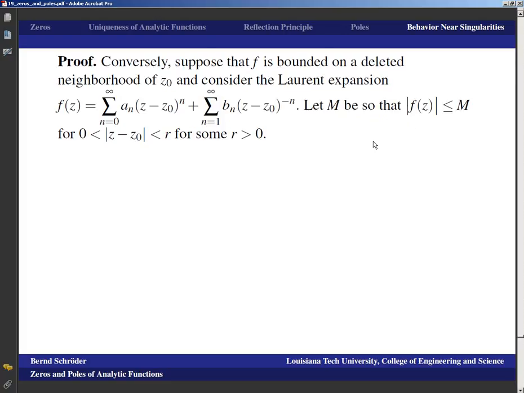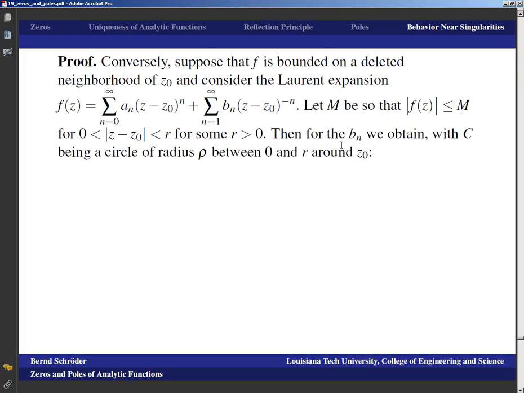Remember, f is bounded on a deleted neighborhood, so |f(z)| is smaller or equal than M on this deleted neighborhood. Then for the b_n, with C being a circle of radius rho between 0 and r around z0, we obtain that |b_n|, from the formulas for the Laurent expansion, is the absolute value of the integral over C of f(z) over (z minus z0) to the negative n plus 1. I think I need a 1 over 2 pi i there.